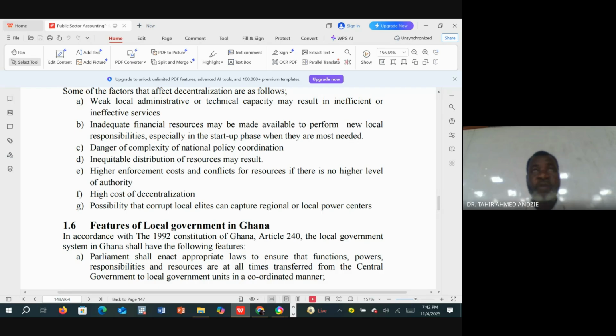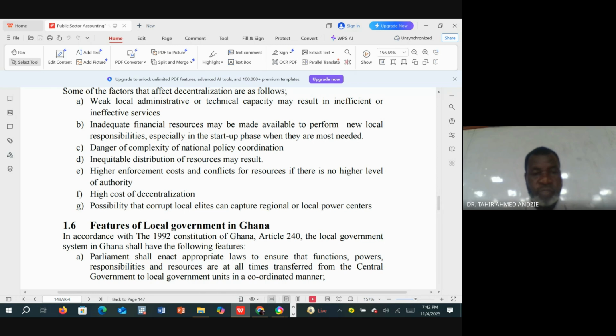In a district where you have a lot of buildings, getting the property rate is high, but in other districts, the buildings are attached and those things. So how do you then even get the property rate to generate funds? So those are the issues. Then higher enforcement costs and conflict for resources if there is no higher level of authority.